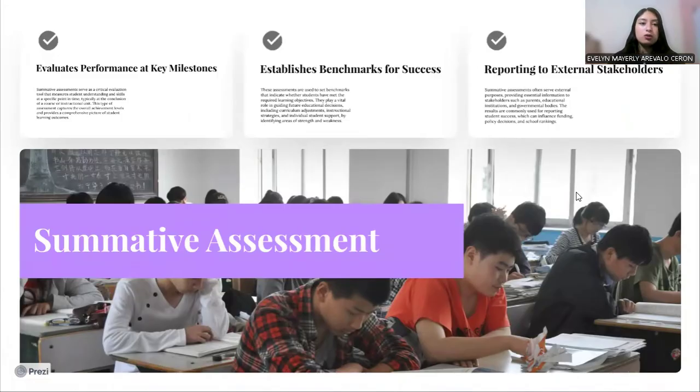And we have here also summative assessment. It helps teachers establish benchmarks for success, for example, deciding the minimum score to pass a subject. In addition, the results are often reported to external stakeholders, such as principals, other schools, or parents, because they show overall achievement.